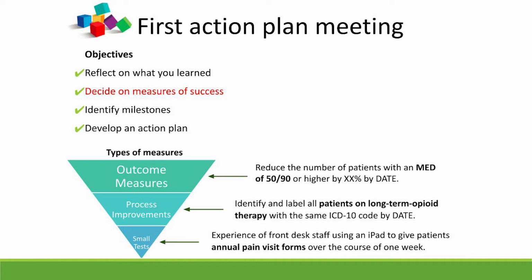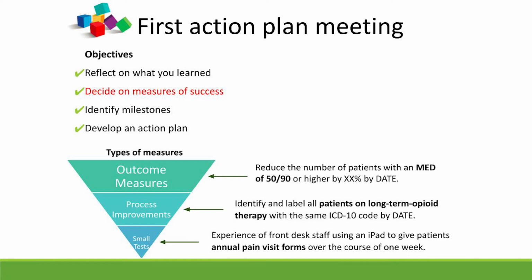What we often see opioid improvement teams take on are process improvement measures. So an example of this is they want to identify and label all their patients who are on long-term opioid therapy with the same ICD-10 code by, maybe 3 months from now. So that would be a sort of process improvement goal that they could share with the clinic and be working towards achieving and saying, okay, now we've got 30% of our patients labeled. Now we've got 50%, and report out on that over time.